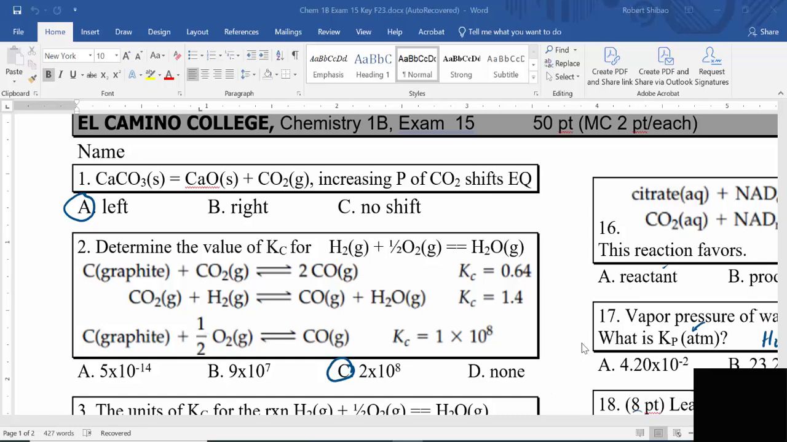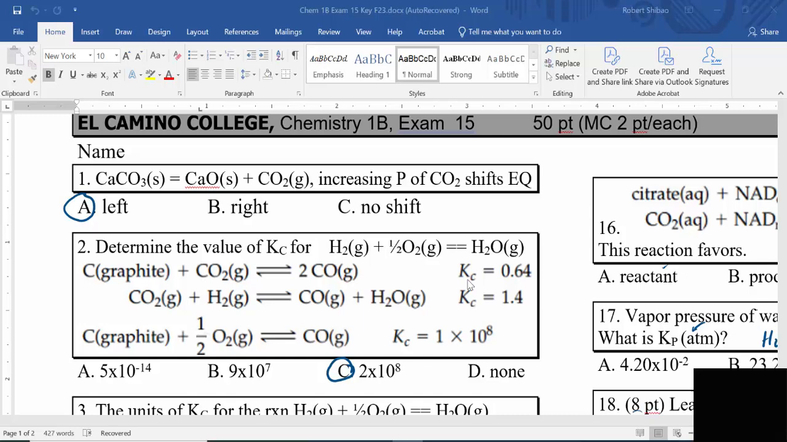All right, number 2, actually, determine Kc for this. So this is kind of Hess's law. The way I do this is I want 1 mole of hydrogen. I'll have 1 mole of hydrogen here, and none of the others give it. So I'll use this equation here. And then I want a half mole of O2. And I have a half mole of O2 here, so I combine these 2 equations.